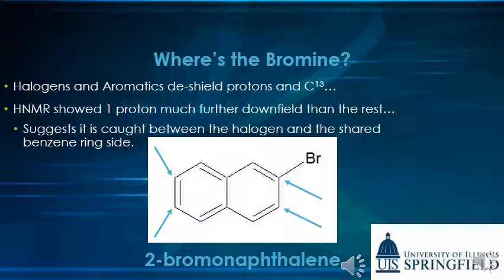Now, if you'll remember, halogens and aromatics de-shield protons and carbon-13 isotopes by drawing away electron density or delocalizing it. Now, our proton NMR showed that we had one proton that was much further downfield than the rest. And so what this likely means is that that proton is probably caught between the halogen and the shared benzene ring side, which is going to have an increased aromatic effect. So this is shown by the structure 2-bromo-naphthalene.